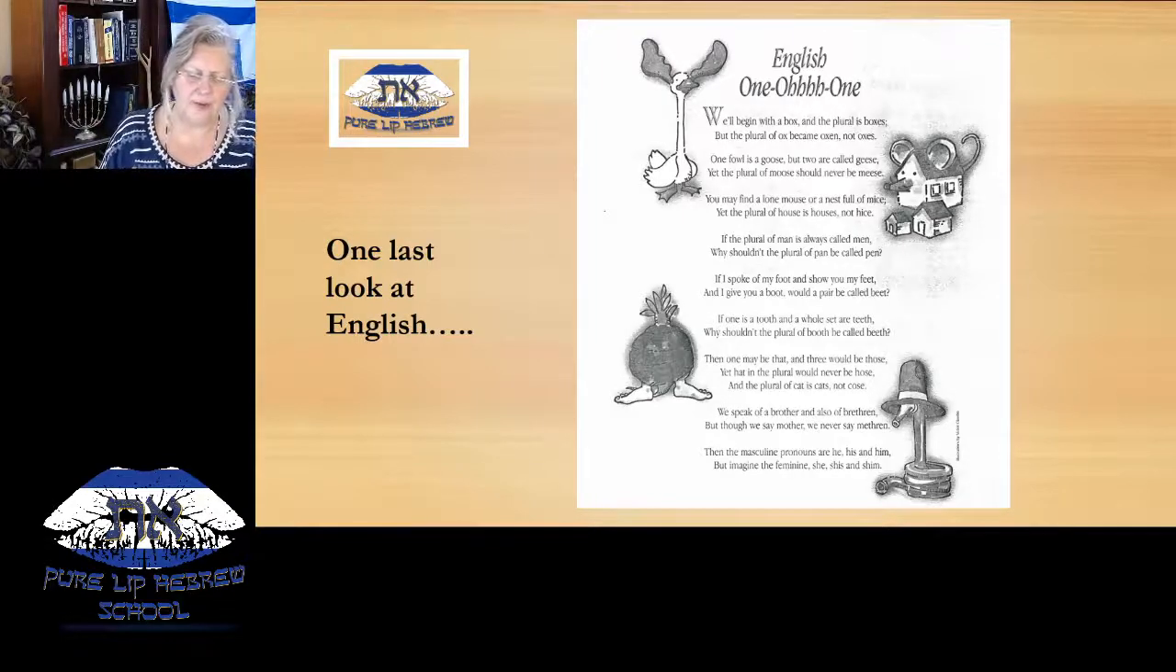If I spoke of my foot and show you my feet, and I give you a boot, would a pair be called beet? If one is a tooth and a whole set are teeth, why shouldn't the plural of booth be called beeth? Then 1 may be that, and 3 would be those, yet hat in the plural would never be hose. And the plural of cat is cats, not cose. We speak of a brother and also of brethren, but though we say mother, we never say methren. Then the masculine pronouns are he, his, and him, but imagine the feminine: she, shis, and shem.